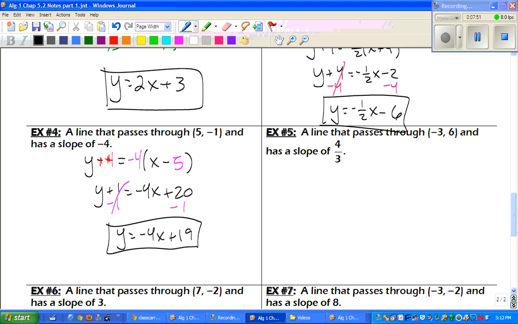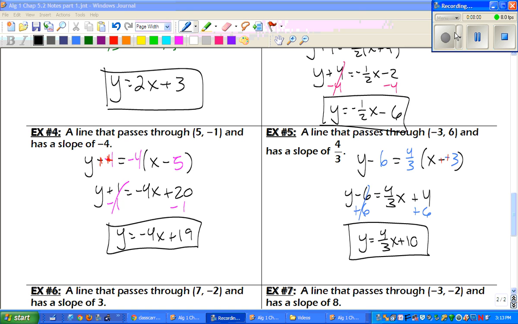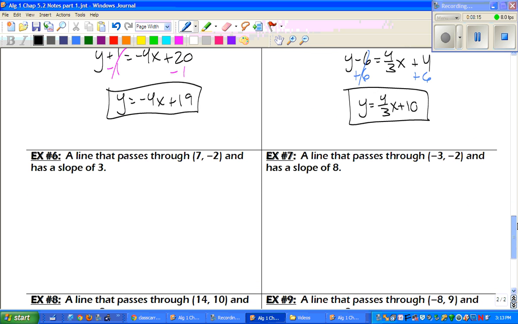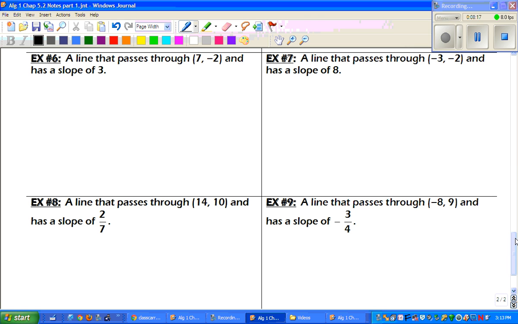All right, number 5, you are all on your own. Go ahead and pause the video. The next time you hit play, everything will be up. Okay, and there's all the work. Just remember that you had to do the click, click by the negative 3 on the back side of the equation. And be careful with your fractions. All right, number 6 and 7. Go ahead and pause the video. You get to try them both by yourself.